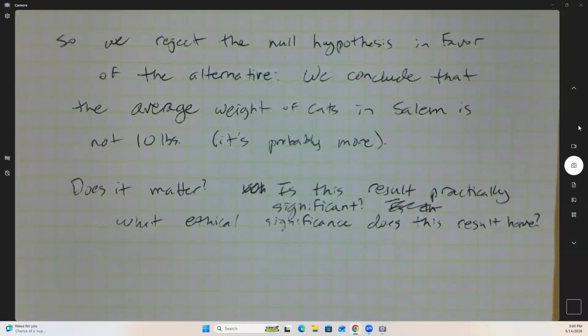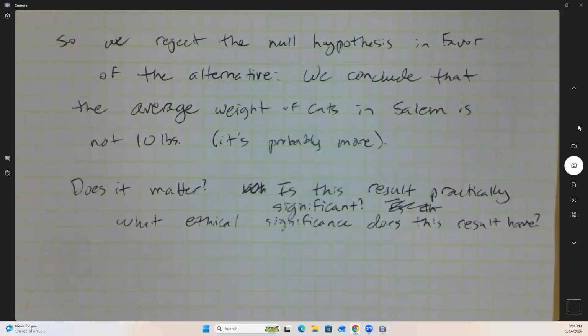So you might say, well, yeah, it's 12 pounds instead of 10. That really doesn't make a difference, right? That's not a big difference in a practical sense. Sure, it's unlikely to have seen it, so it's statistically significant, but it's not actually meaningful for the lives of most cats in Salem. And then you say, well, okay, I guess I'll study something else.